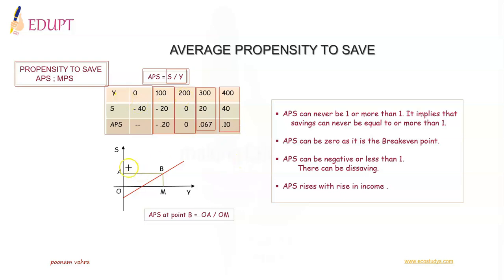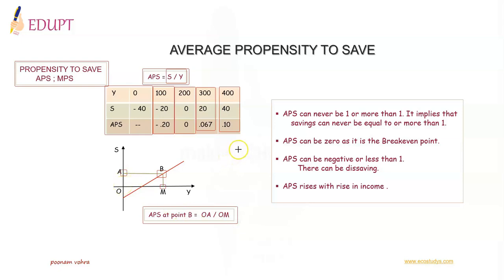This can be shown diagrammatically too. We have already learnt how to make the savings curve. Here one can find average propensity to save at any point on the curve. So let us take point B. Corresponding to point B, one can find a point on savings, which is OA in this case, and on income, which is OM in this case. So average propensity to save at point B would be OA divided by OM.